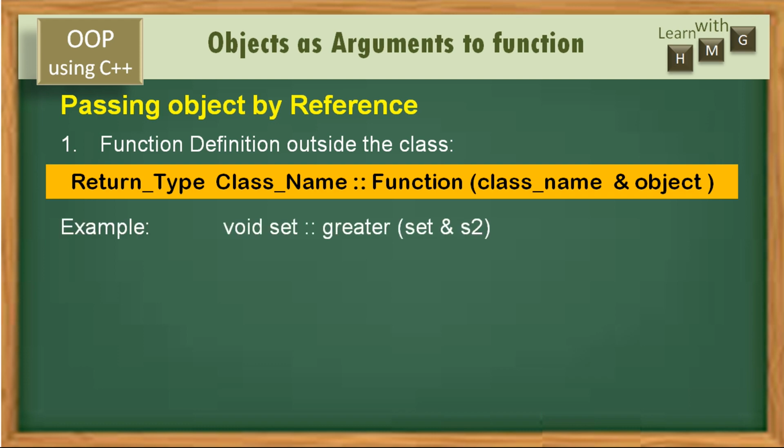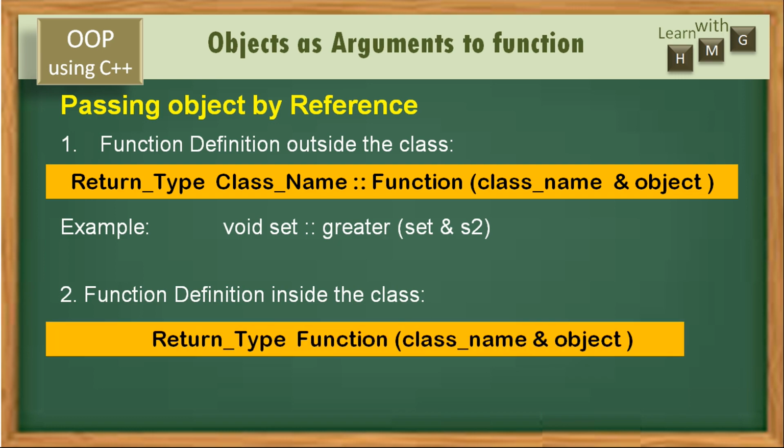Example, again we will see the same example. Greater is the function to which object s2 is passed by reference. Here, in passing by value we have written set s2 only. Now here, instead of s2, the address of s2 is passed, that is ampersand s2. So ampersand s2 will give the address of s2 and that address will be passed as an argument to the greater function.